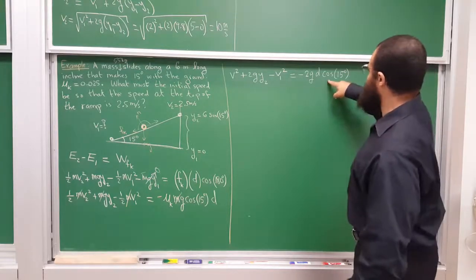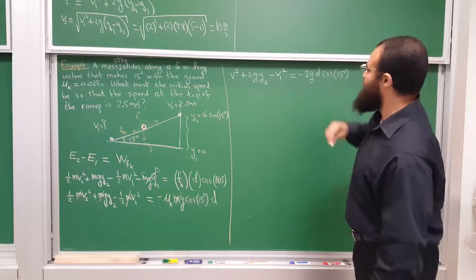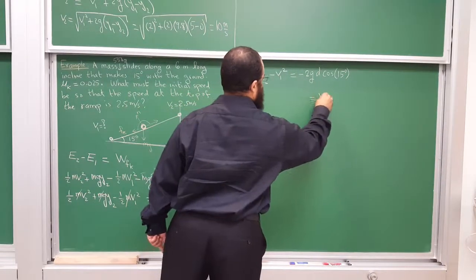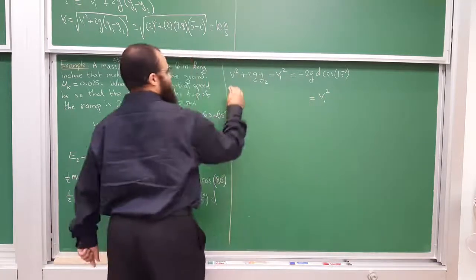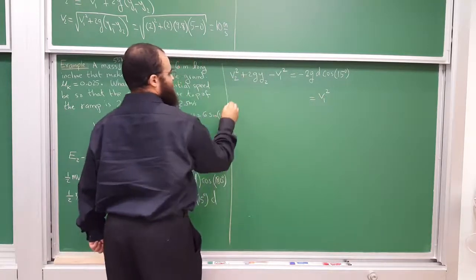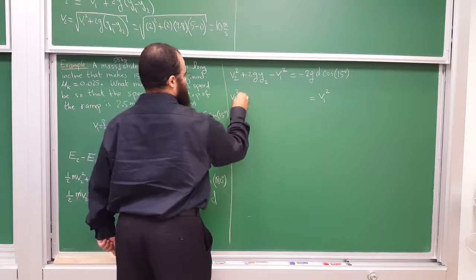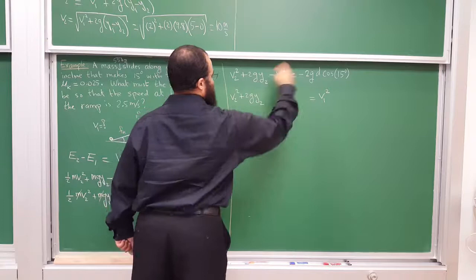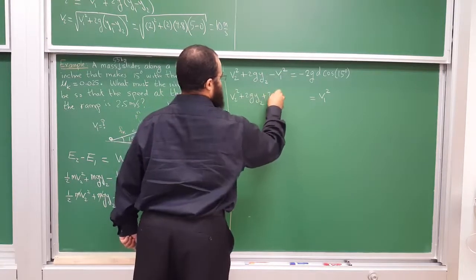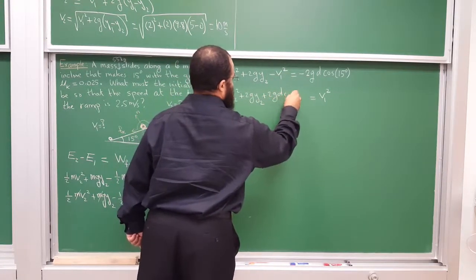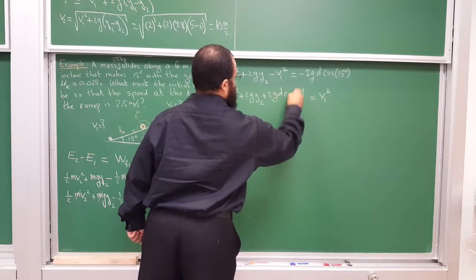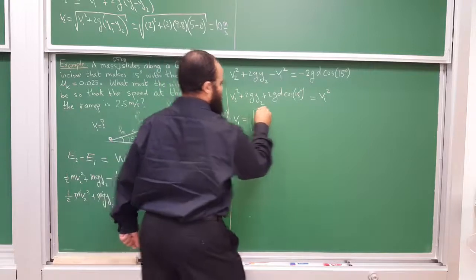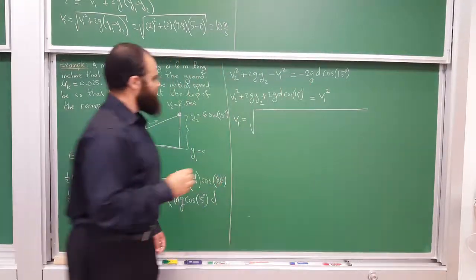I want v1. So I'll move v1 to this side, it becomes positive, and move this to the other side, it becomes positive also. And so on the right-hand side, I would have v1 squared. On the left side, oh, this should say v2. I would have v2 squared plus 2gy2, plus 2g d cosine of 15 degrees. And so v1 will equal the square root of lots of stuff.